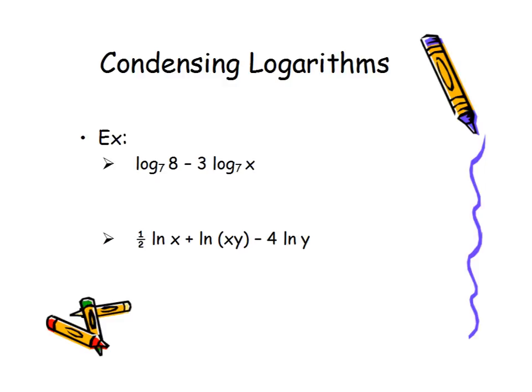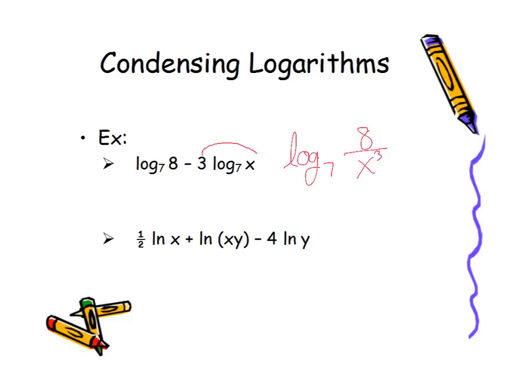That means you're going to already see the addition, subtraction, and you're going to try to smash that back together, back to multiplication or division. On this first one, that subtraction is going to turn into 8 over, I'm going to do this one in my head because remember this 3 is going to come up here as a power. So that's going to turn into an x cubed, and that's what I'll have in my denominator. Log base 7 of 8 over x cubed.